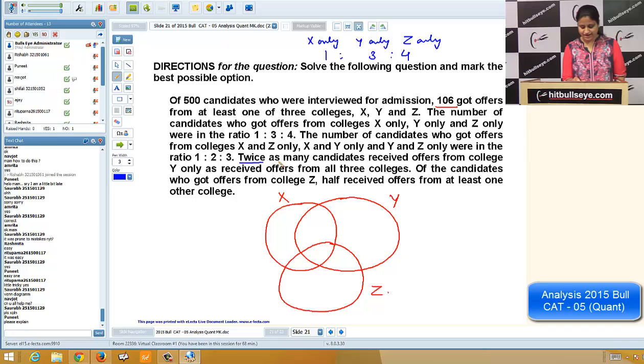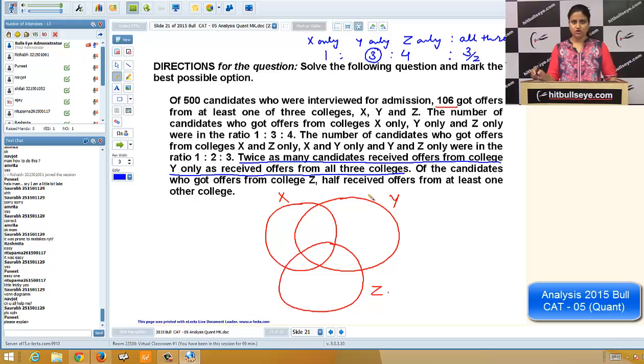Yes, there is one more line. Twice as many candidates received offers from college Y only as received offers from all 3 colleges. It means there is one more data: all 3 colleges. That is 3/2. Y only is twice of all 3 colleges. So if we solve this ratio, we will get 2:6:8:3. That is the ratio we are getting here. Is it okay?